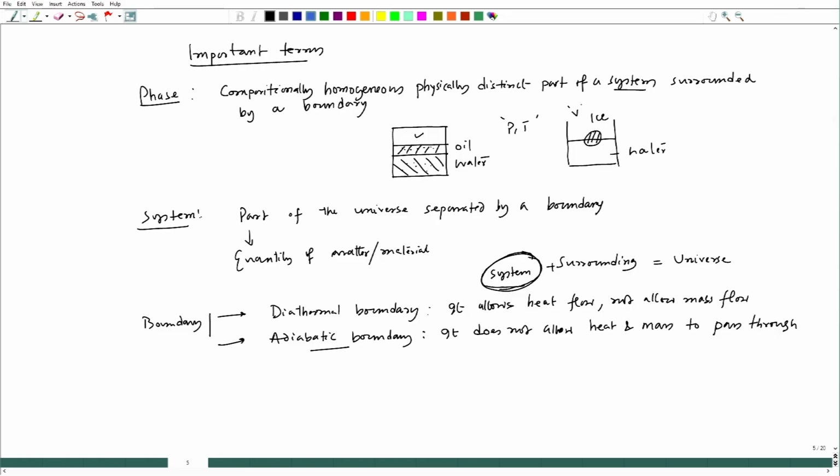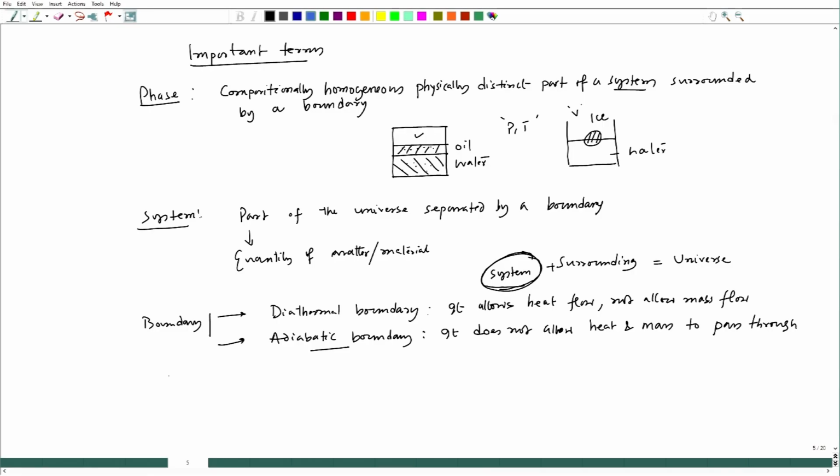I can think of a closed system with a boundary, and a closed system definitely does not allow mass to flow out, but a closed system can have an adiabatic boundary. That means it does not allow heat to flow, but it can also have a diathermal boundary which can allow heat to flow. So, in case of adiabatic, heat does not flow, and in case of diathermal, heat can flow in and out of the system. So, I can have a closed system, which definitely does not allow mass flow.